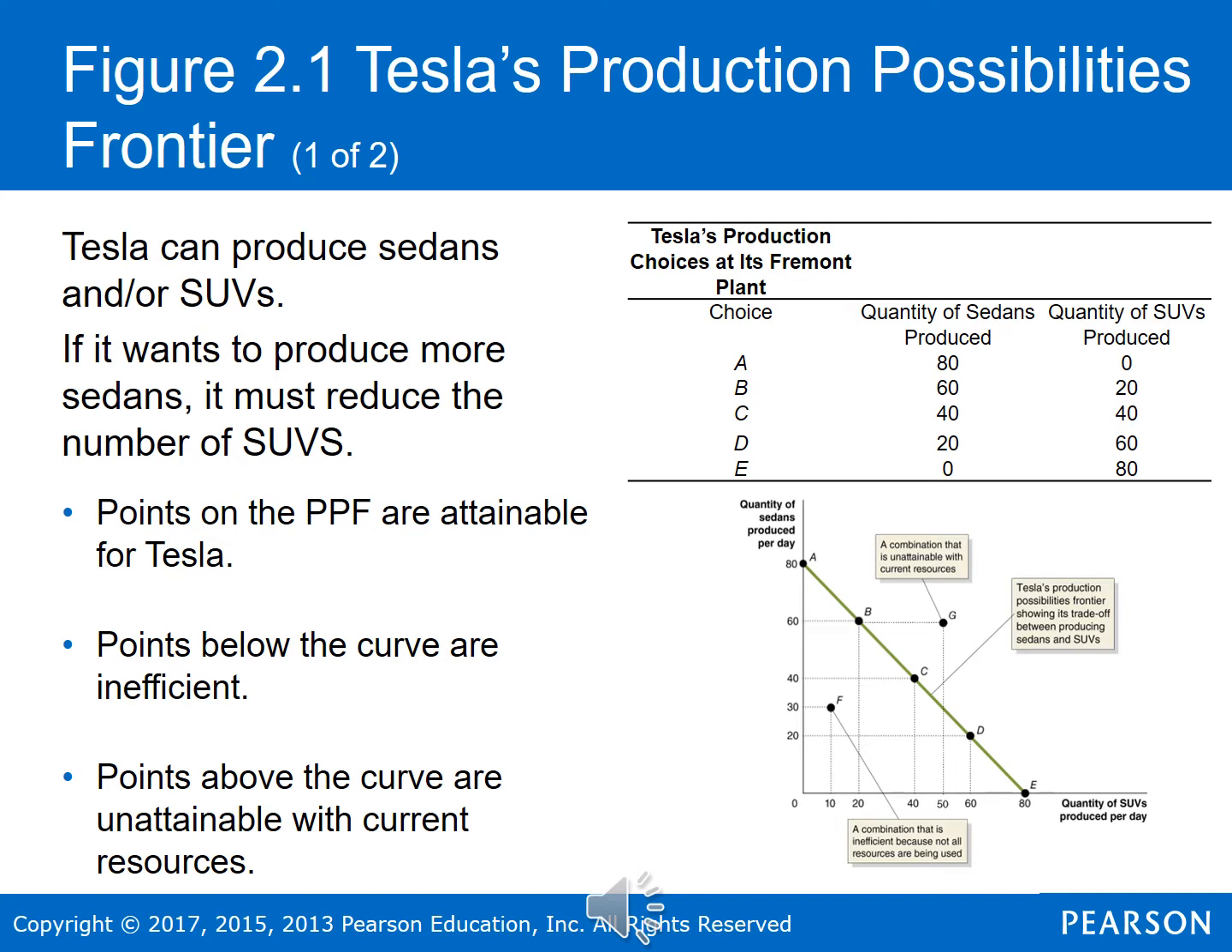Any point on that line is going to be efficient. So if you're a firm, if you're Tesla in this case, what you want to do is figure out where on that line is the best place to be. Do you want to be closer to point A? Do you want to be closer to point E? Somewhere in the middle? Whatever it is, you want to be on that line so you're not wasting any resources.